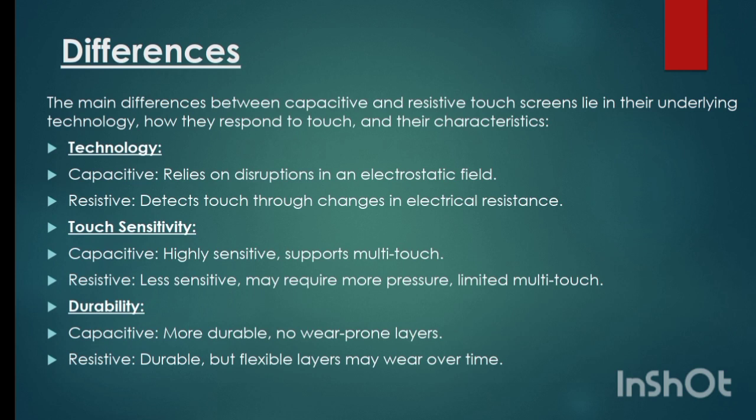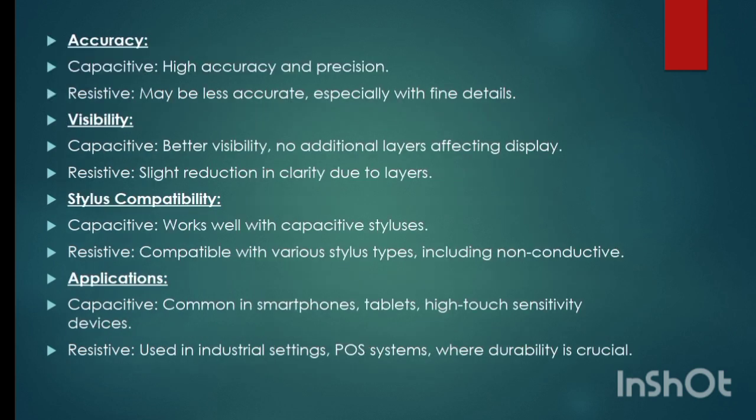caused by pressure. Touch sensitivity. Capacitive type is highly sensitive and supports multi touch. Resistive type touch screens are less sensitive, may require more pressure, and have limited multi touch. Durability. Capacitive type touch screens are more durable because there are no wear-prone layers. Resistive types are durable, but flexible layers may wear over time. Accuracy. Capacitive type touchscreens are more accurate and precise. Resistive type touchscreens may be less accurate, especially with fine details.